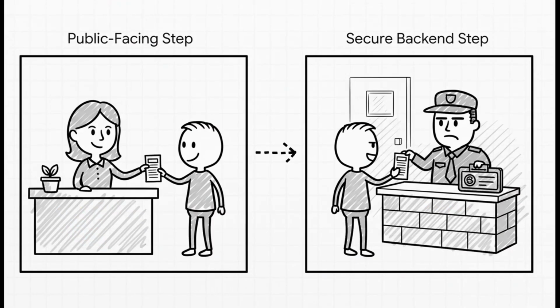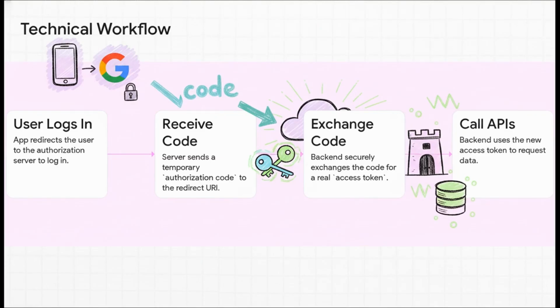Imagine you're visiting a super high-security office building. When you get to the front desk, they don't just hand you a permanent access badge. No way. First, they give you a temporary paper slip. That slip is your authorization code. Then, you have to take that slip to a secure room in the back, away from the public lobby, and exchange it for the real durable plastic access badge. That badge is your access token. And that's exactly how it works in the tech world.